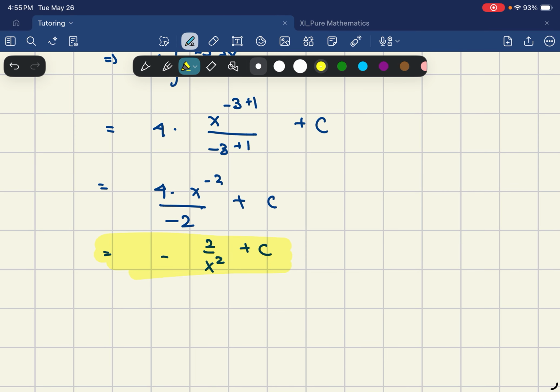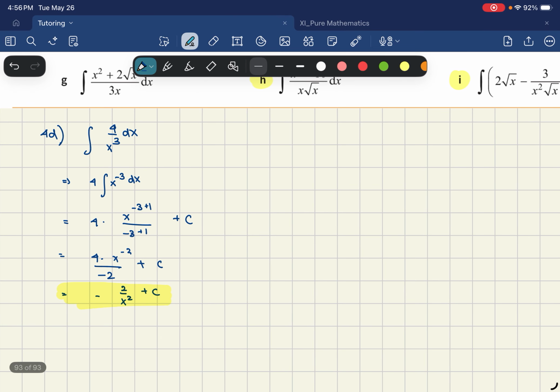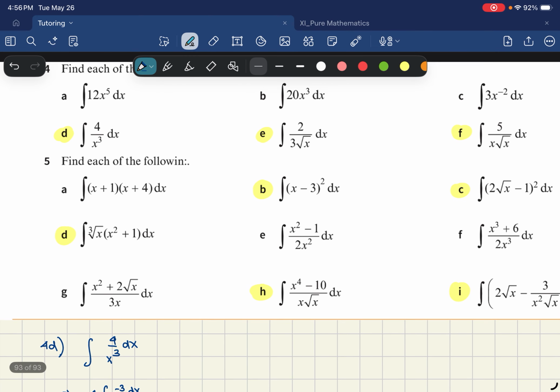All right. So that is 4d, minus 2 over x squared. So I encourage you, 4 divided by negative 2 is negative 2, and then you have divided by x squared in the denominator plus c. All right, so that is your solution to 4d.